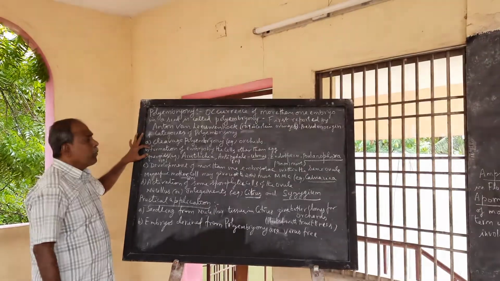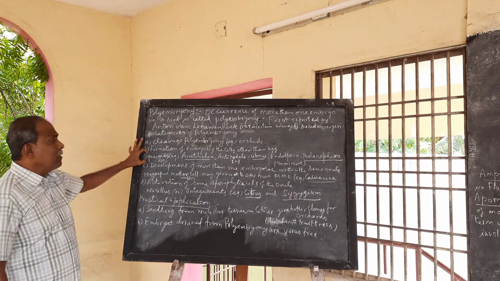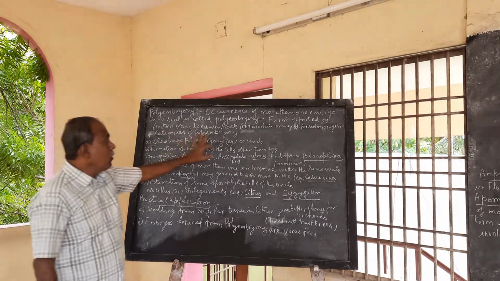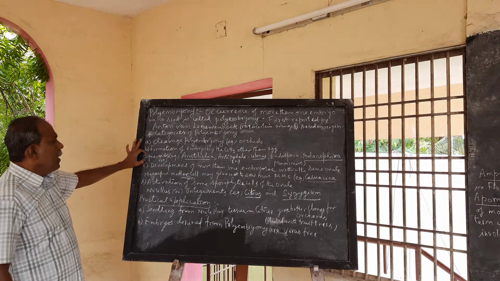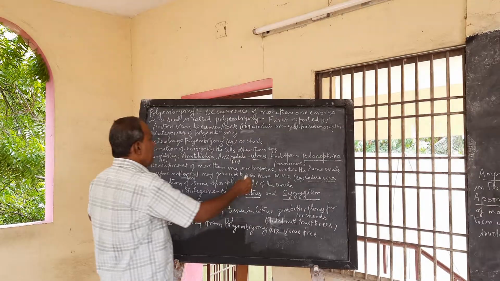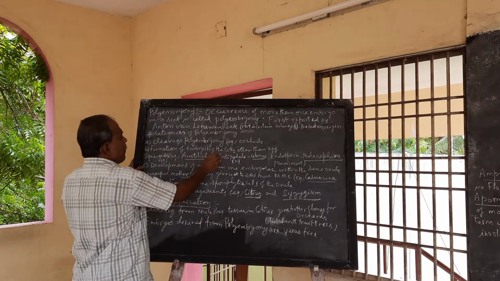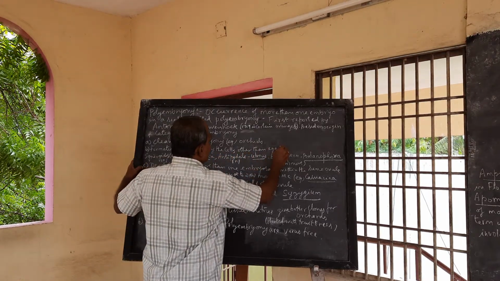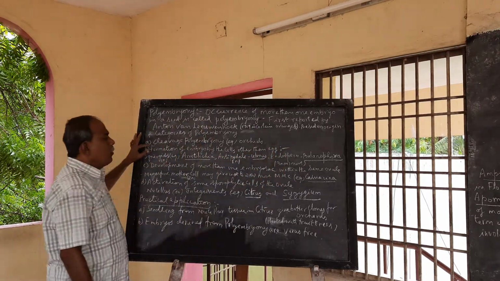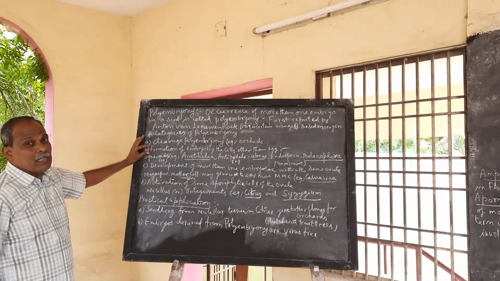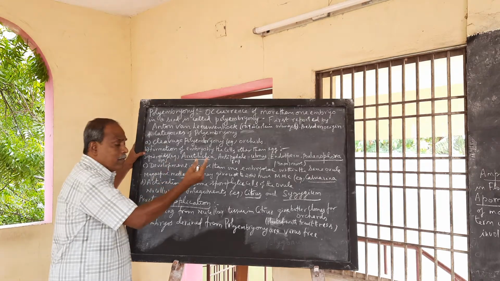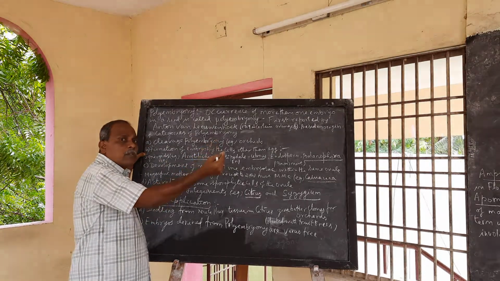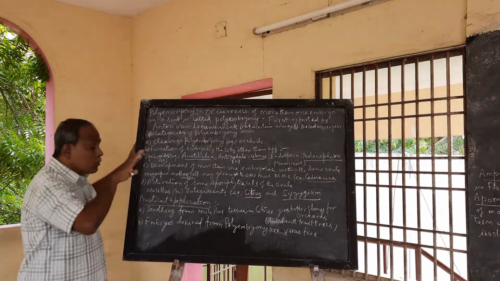Then, formation of embryo by cells other than the egg. Egg in the sense that when the male gamete fertilizes the egg, it results in the formation of a diploid zygote. The zygote develops into an embryo. That is normal development.